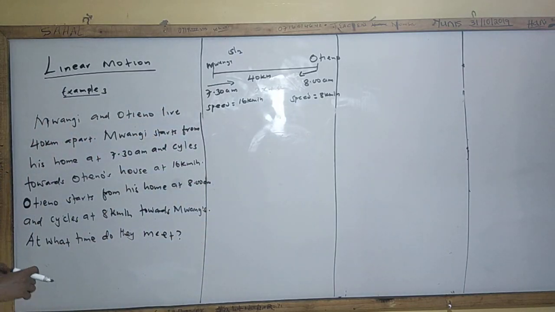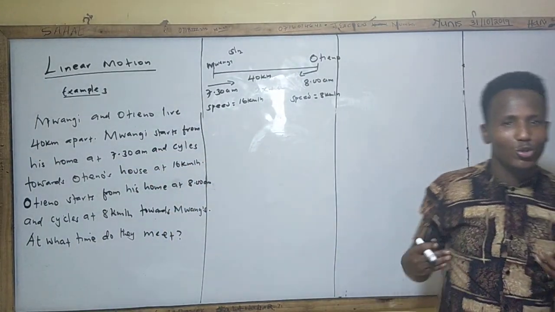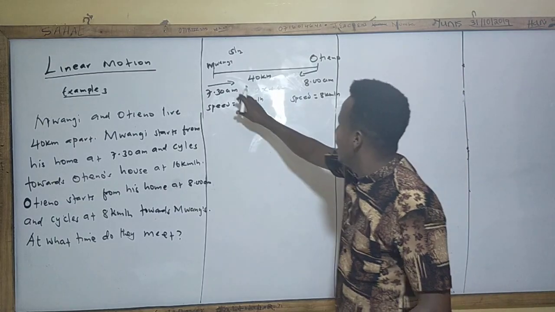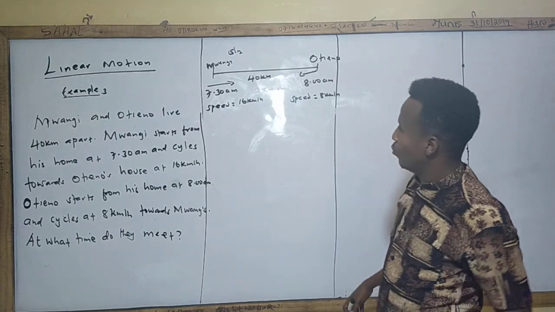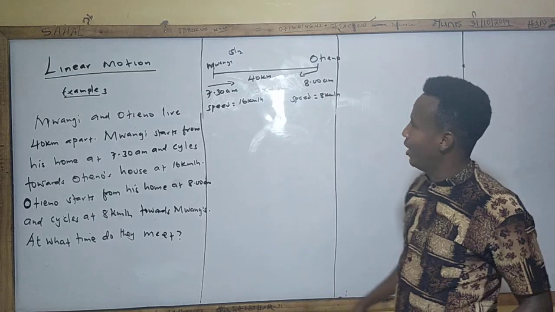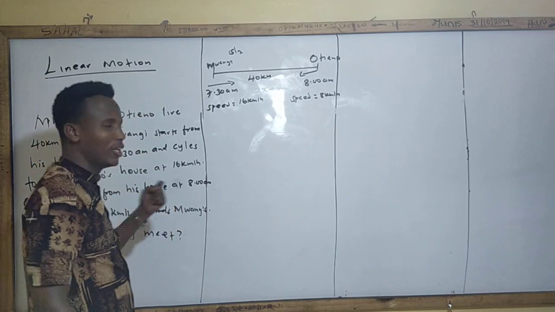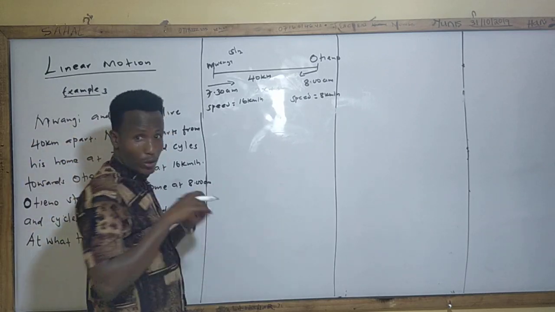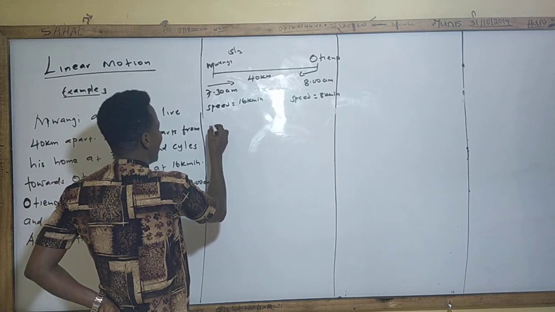So we need to write some NBs, okay? You're told, at what time do they meet? So when you encounter such a question in KCSE, this is how you are going to start, my friends. We are going to do some calculations concerning Mwangi's journey first, because Mwangi is leaving half an hour before Otieno starts his journey. This is how we are going to tackle such kind of questions in KCSE. The procedure will never change. So let's now see time taken.